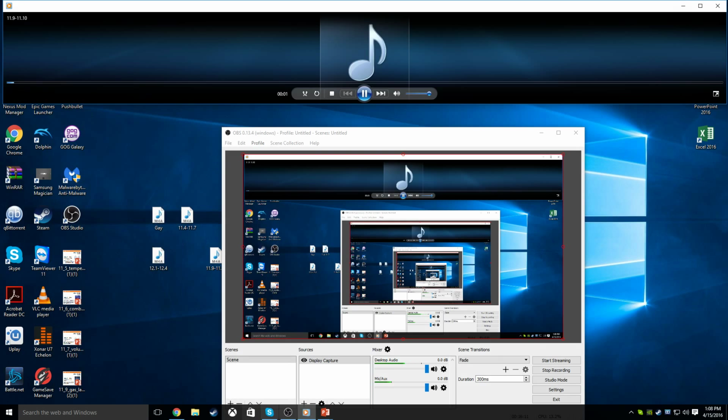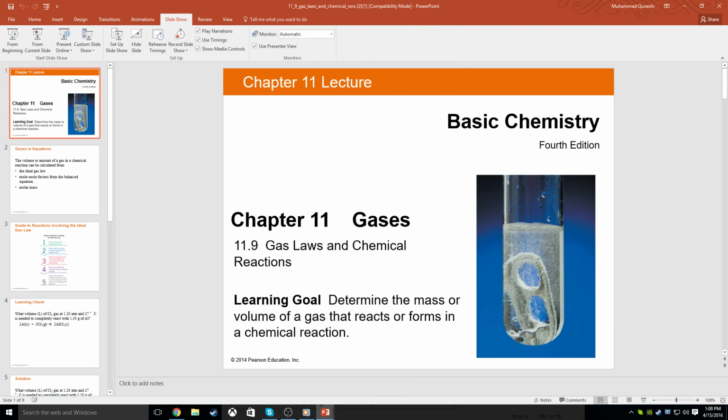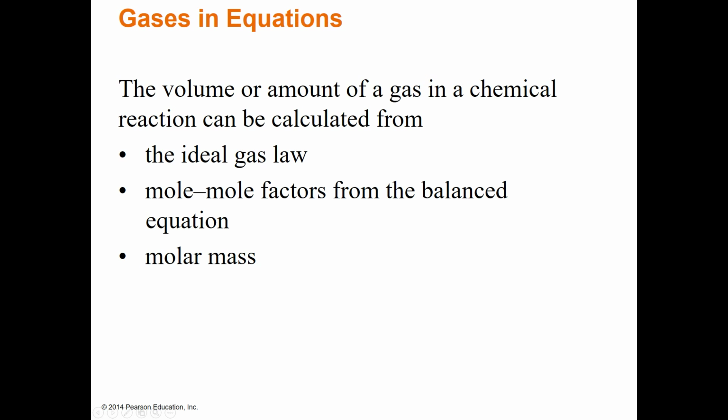For this next section, 11.9, we are still going to apply the PV equals nRT equation as needed. So if you are absent, then that's your time to catch up. Okay, so what we're going to do now is calculate the volume or amount of gas in a chemical reaction using the ideal gas law. We're going to use mole factors or mole ratios from the balanced equation, and molar mass, of course, we're going to need to use molar mass.